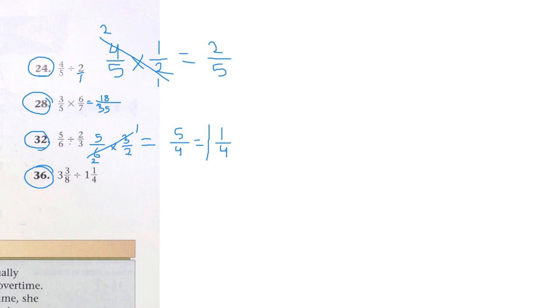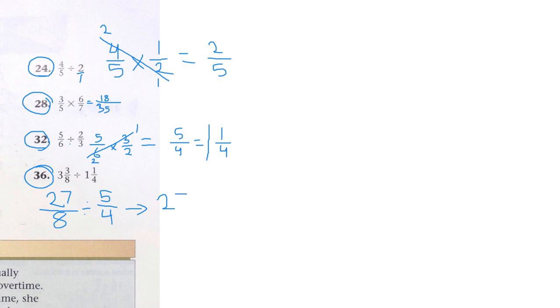All right, one more. So let's multiply 8 times 3 is 24, plus 3 is 27, over 8. And we're dividing by another mixed number. So 4 times 1 is 4, plus 1 is 5. Then you keep the original denominator, in this case 4.